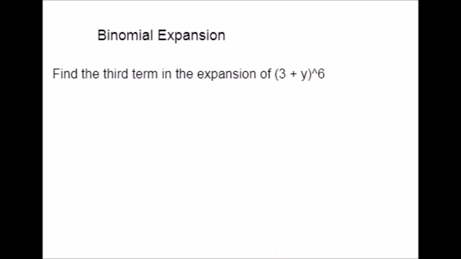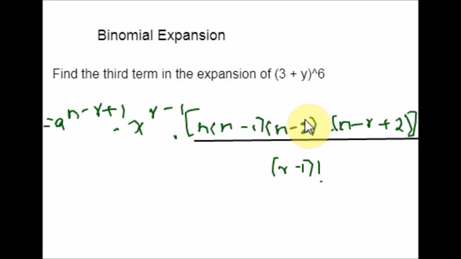So here is the formula. The question is asking us to find the third term. So r is equal to 3 and the expansion is raised to 6, so n is equal to 6 here. So the third term of 3 plus y raised to 6 would be, just replace all r's by 3 and n's by 6. By plugging in and doing the calculation, I'll be getting 1215 y square. Please check whether you're getting the same value. Hope you're clear with this example.